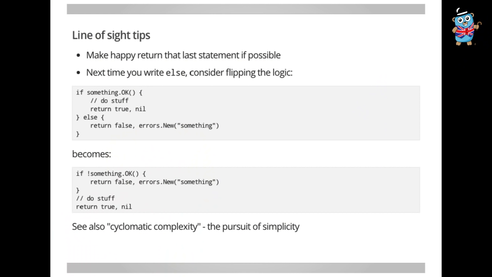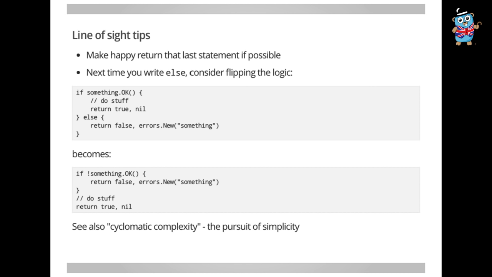So some tips: make the happy return the last statement if possible. When you look at a function, if you look at the bottom of the function, you kind of want to see what's being returned. And sometimes it's nice to go backwards from there to investigate and learn about what that code is.